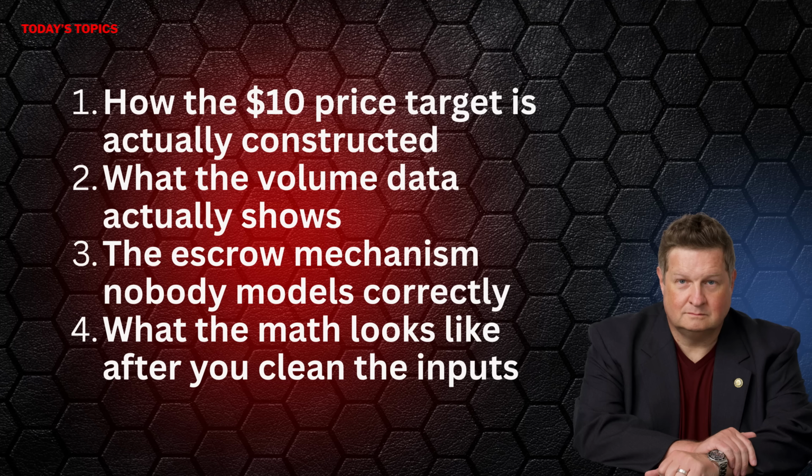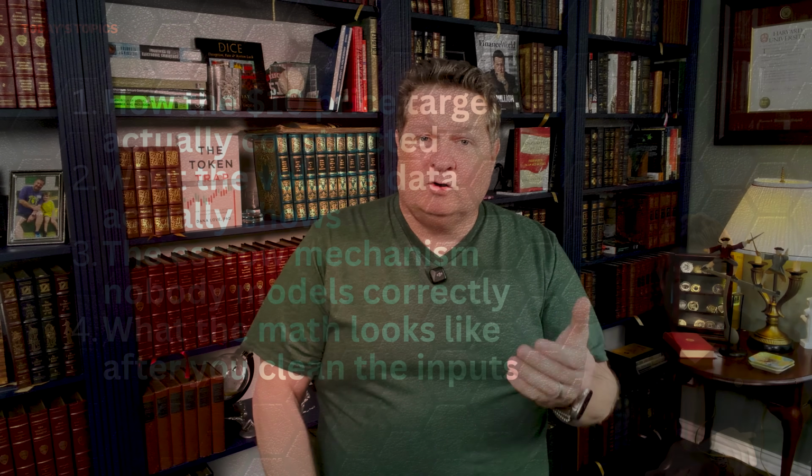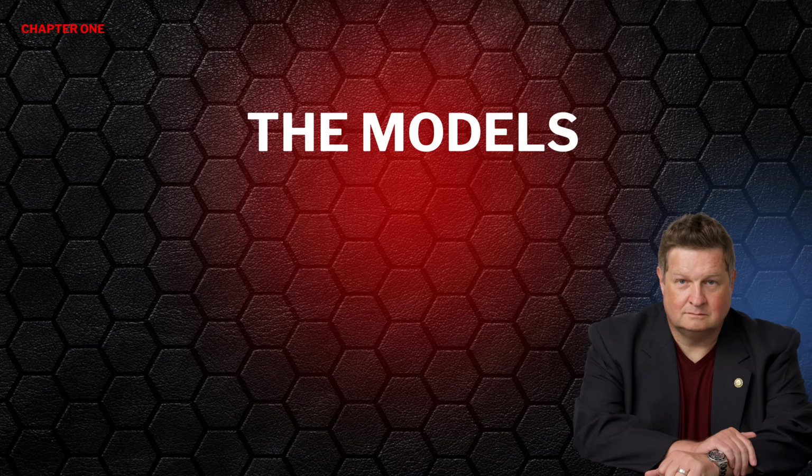Number 1, how the $10 price target is actually constructed. Then we'll talk about what the volume data really shows us. Then we'll talk about the escrow mechanism and why nobody's modeling it right. And then finally, what the math looks like after you clean all the inputs.